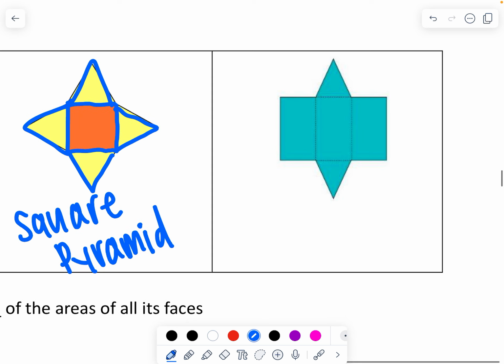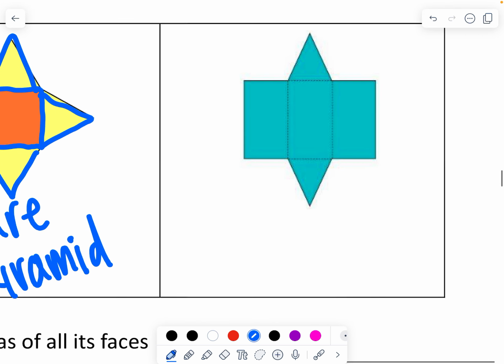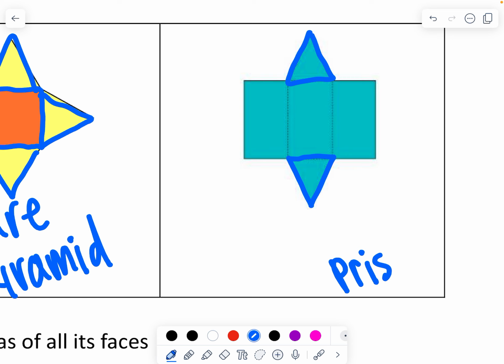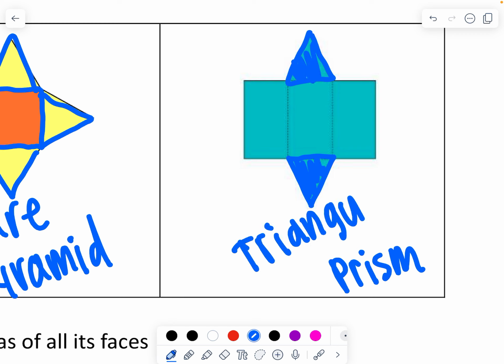And then the last one, remember a prism has two identical bases that are opposite of each other. So that would be these two. So it is a prism because if you folded this up, it would not come to a point or a vertex. And then the bases are triangles. So it would be a triangular prism.